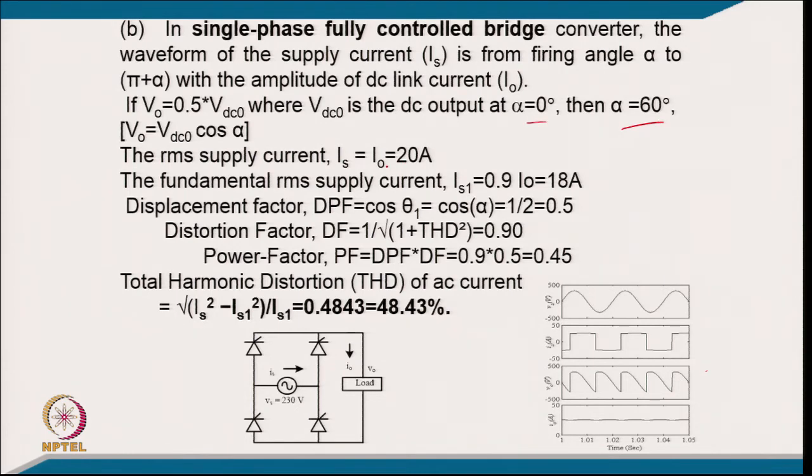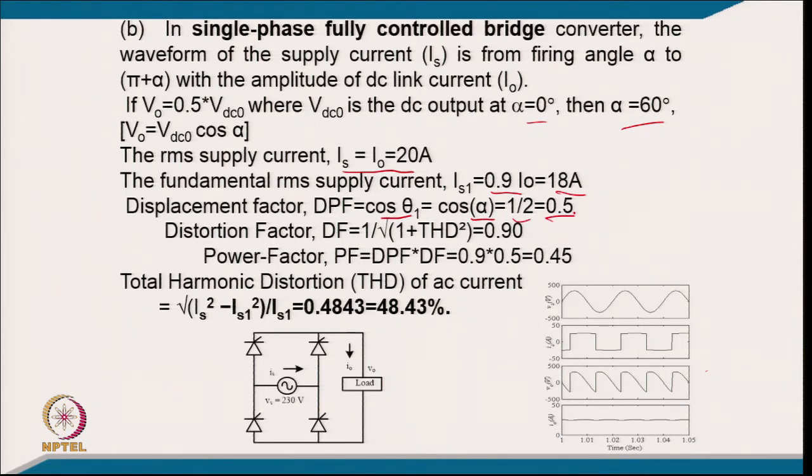So, we can find that the square wave RMS will be the same as the output load current, that is 20 ampere, and the fundamental supply current will be 2 root 2 upon pi, that is 0.9, into I 0, that is 20 into 0.9, 18 ampere. The displacement factor is cos theta 1, which comes to cos alpha in the case of a fully controlled converter. Keeping the value, cos 60, it comes to half.